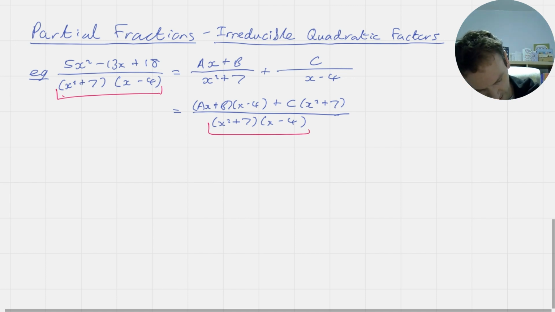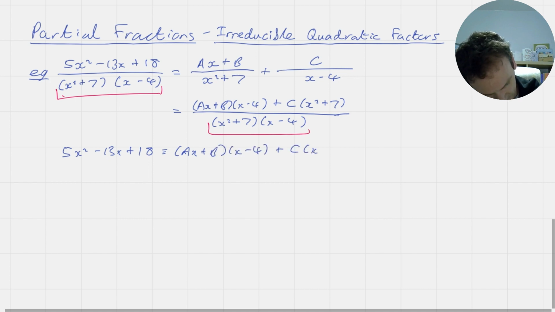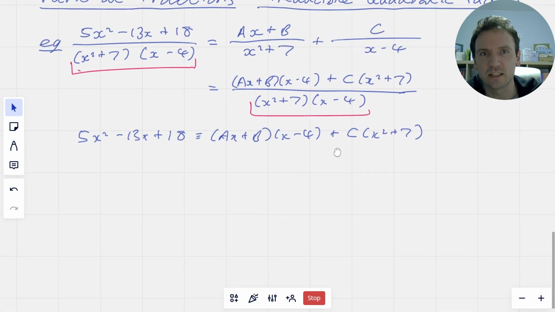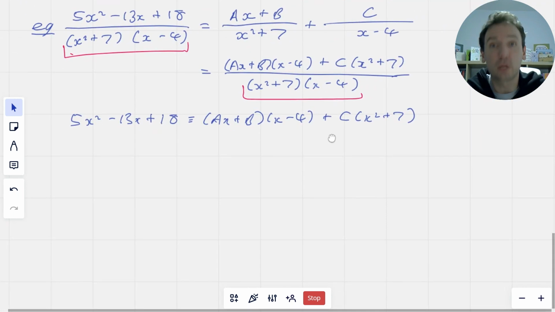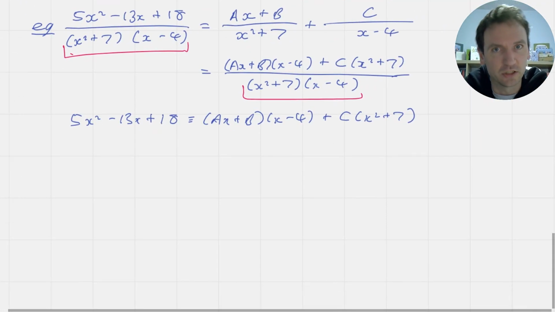So let's write that down. That means we want 5x squared subtract 13x plus 18 to be identically equivalent to ax plus b times x subtract 4 plus c times x squared plus 7. We're trying to find the values of a, b, and c so that these two things are identically equivalent here. You can do this by comparing coefficients. You can compare your coefficients of x squared, of x and your constants.